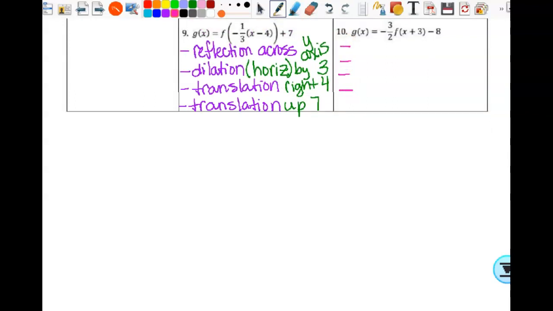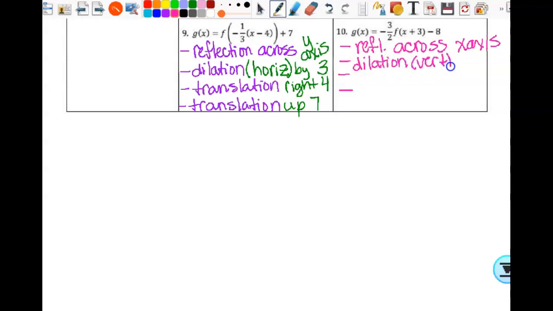Okay. So that first one, that negative, means it is a reflection across, okay, across which axis? X-axis. Very good. That 3/2 means I have a dilation. Is that dilation vertical or horizontal? Vertical. By 3/2. Good. And that 3/2, is that going to be a stretch or a compression? A stretch, because it's greater than 1, even though it's a fraction, right? So the 3 and the 8 are both translations. So I'm going to write translation twice.